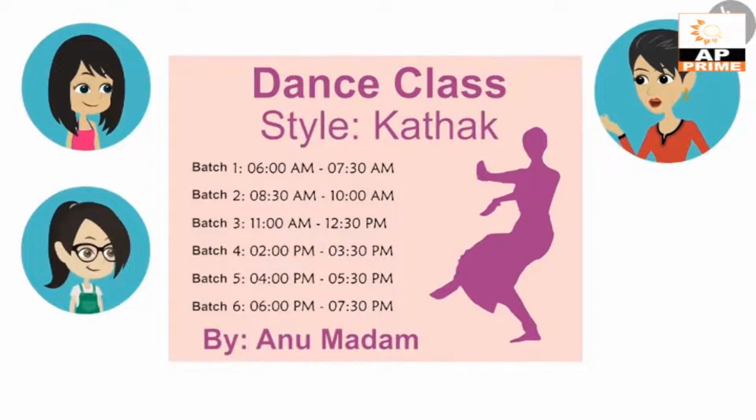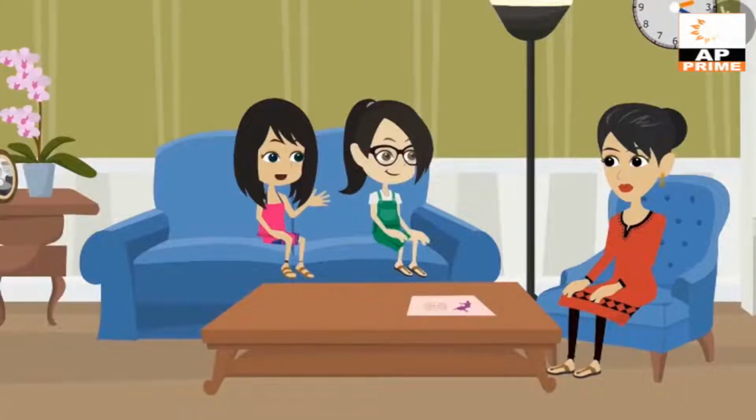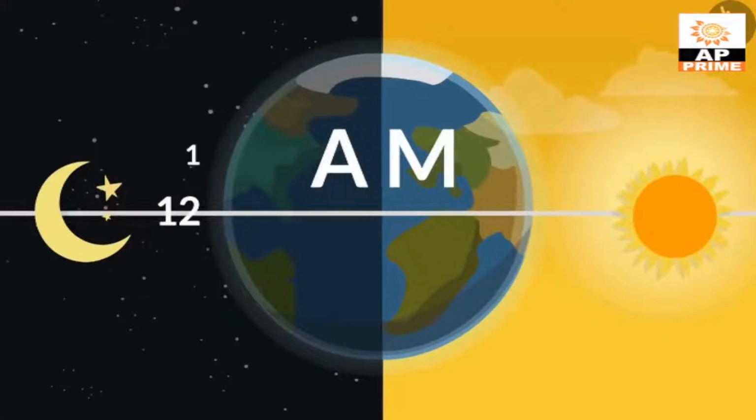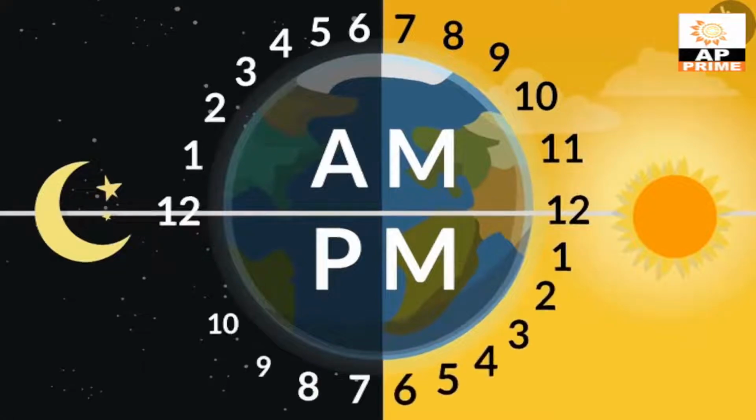Look, in front of batch 1, the time is written as AM, whereas PM is written in front of batch 6. AM, PM? What do they mean, Auntie? AM is from 12 o'clock at night to 12 o'clock noon. Hence, AM is written to show the time before noon. And PM is from 12 o'clock noon to 12 o'clock at night. Hence, PM is written to show the time after noon.